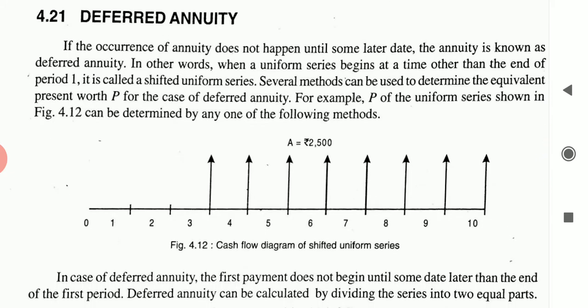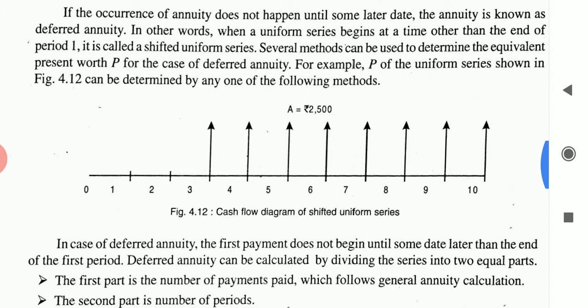Next one is deferred annuity. In these cases, if the occurrence of an annuity does not happen until some later date, the annuity is known as a deferred annuity. In other words, when a uniform series begins at a time other than the end of period 1, it is called a shifted uniform series. Several methods can be used to determine the equivalent present worth, that is P, for the cases of deferred annuity.